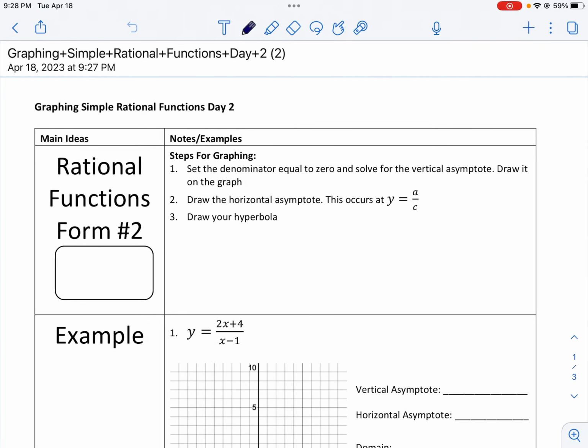All right, you guys are lucky I'm doing this for you. So here's a quick video on rational functions form number 2, all right?